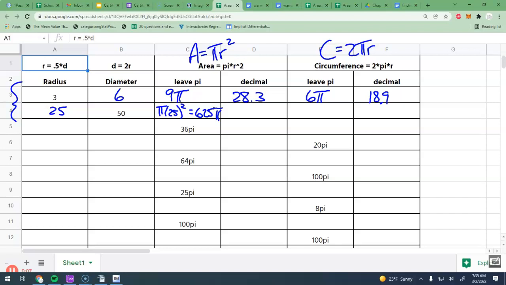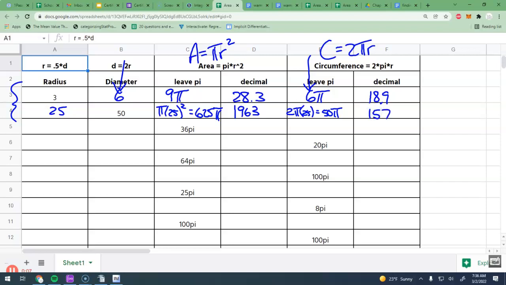Multiply that out, I get approximately 1963. Circumference is 2 pi r. So you go 2 pi times 25, which is 50 pi. Somebody started to notice yesterday that the diameter is always the number in front of the pi in the circumference. It's going to match up every time. And then if you multiply that out, you get like 157.